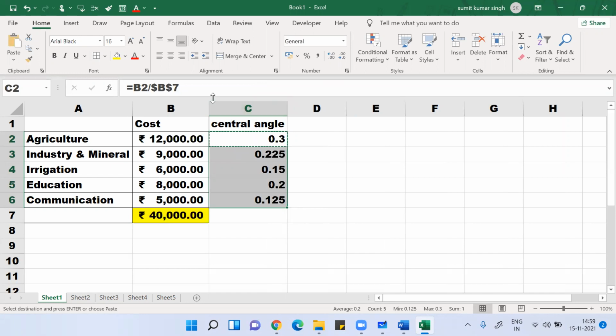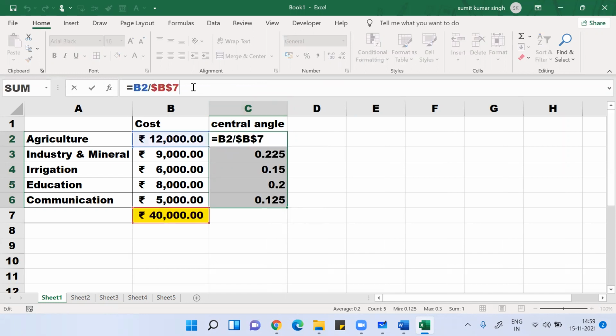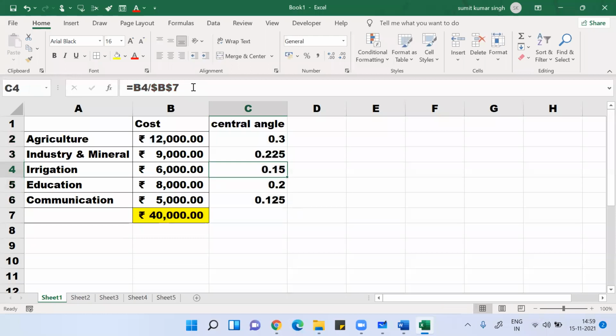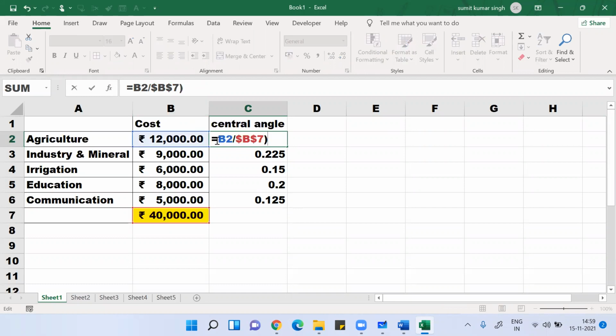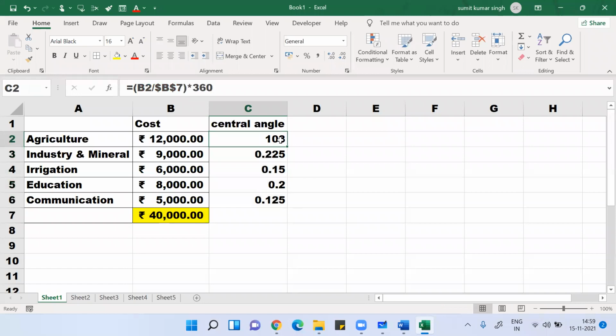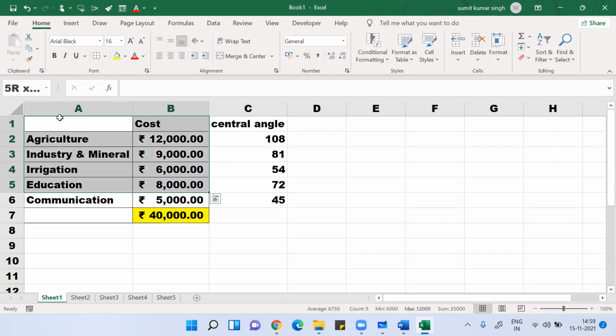Okay, this is the value I get. To convert the value I got into a percentage, I'll multiply this with 360 degree. If I multiply that with 360 degree, I'll get the central angle. So this is the central angle. If you want, you can convert the data into a pie chart.